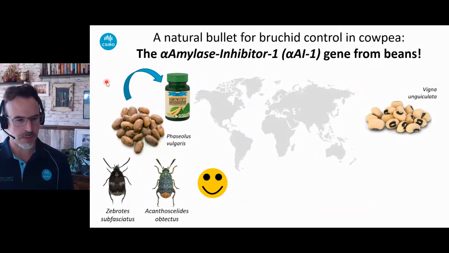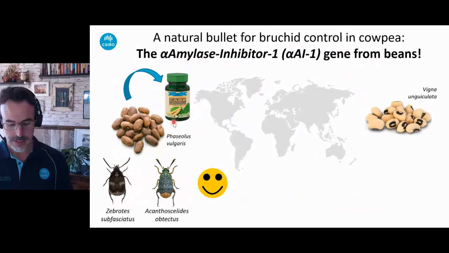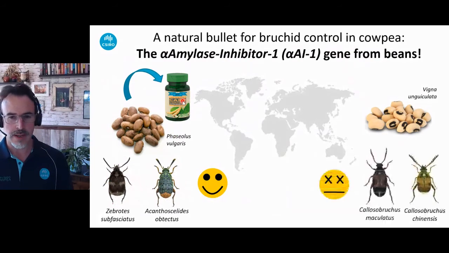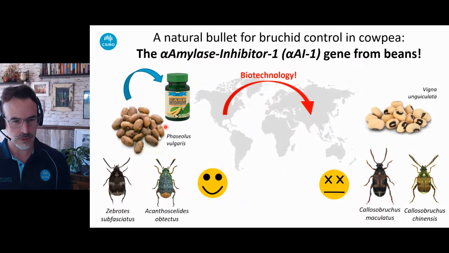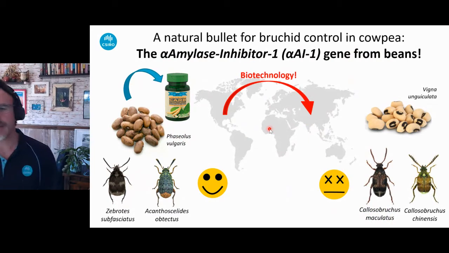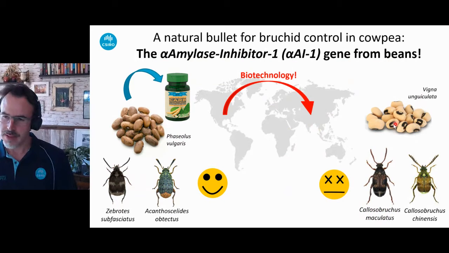In America, some of the species of coleopterans there have become insensitive, resistant to these alpha amylase inhibitors and protein. However, in the old world, species like the one we're worrying about, Callosobruchus maculatus, still are sensitive to this thing. So we want to use biotechnology to move this naturally occurring protein from America to Asia or to Africa, where then it will be a useful tool to fight against these pests.